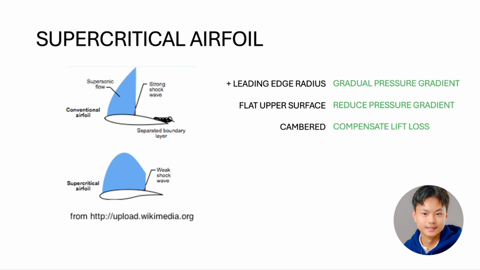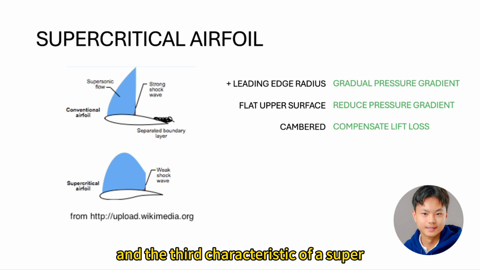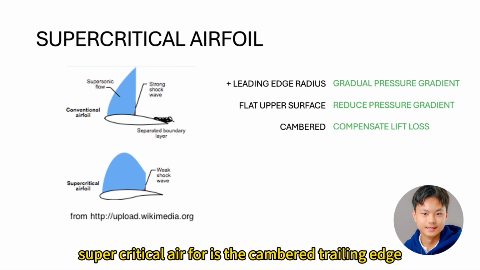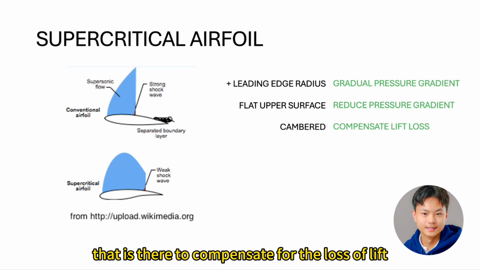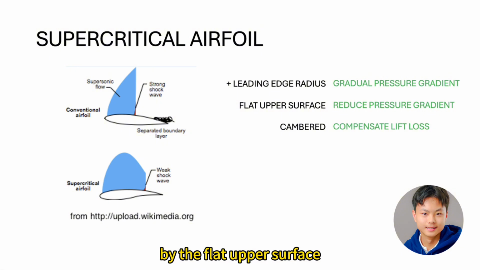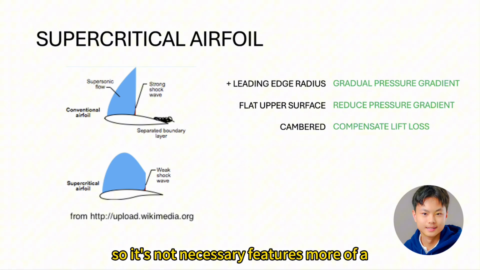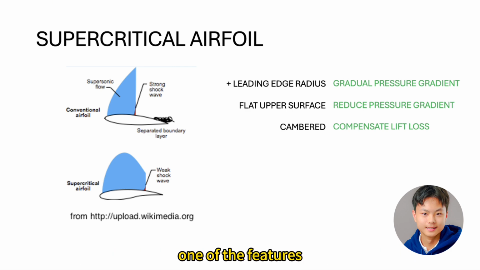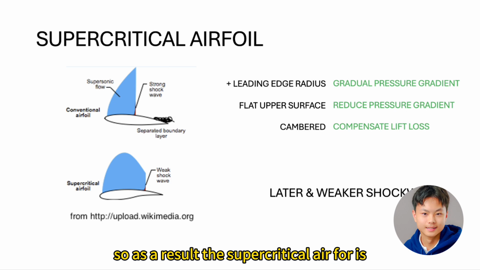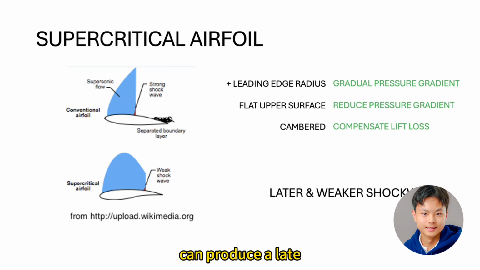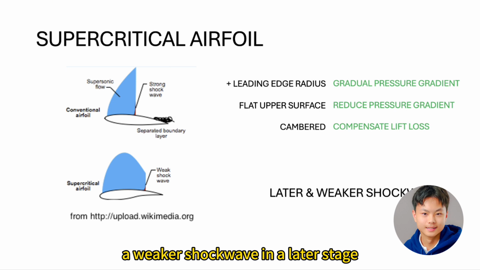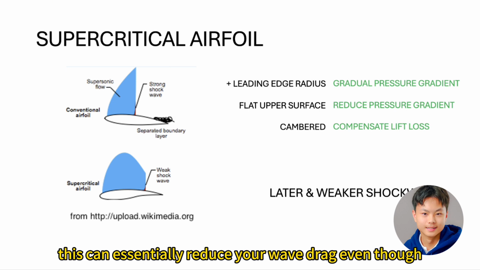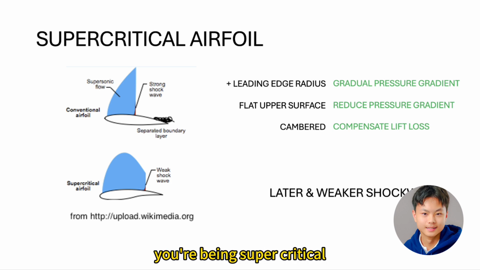And the third characteristic of the supercritical airfoil is the cambered trailing edge. That is there to compensate for the reduced lift caused by the flat upper surface. So it's not necessarily a feature, it's more of a characteristic that's there in order to compensate for one of the features. As a result, the supercritical airfoil can produce a weaker shockwave at a later stage. This can essentially reduce your wave drag, even though you are above the critical Mach number. You're being supercritical.